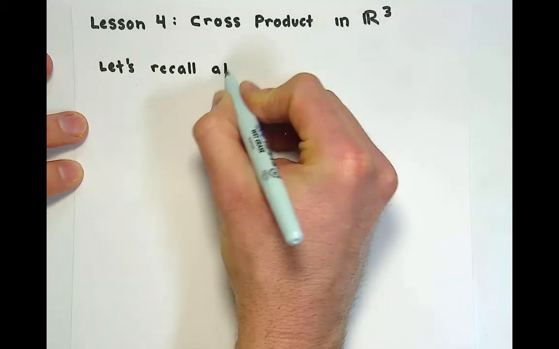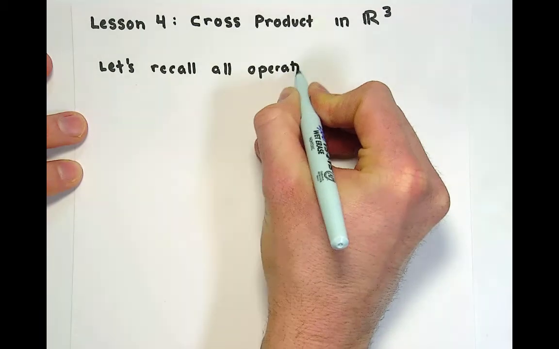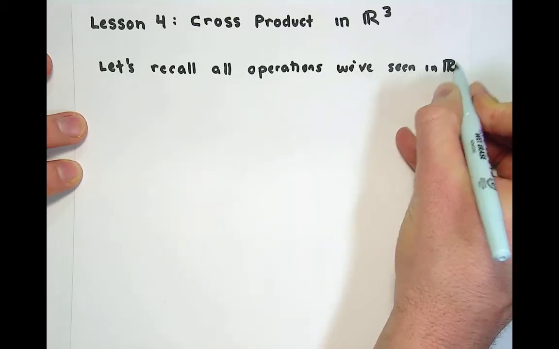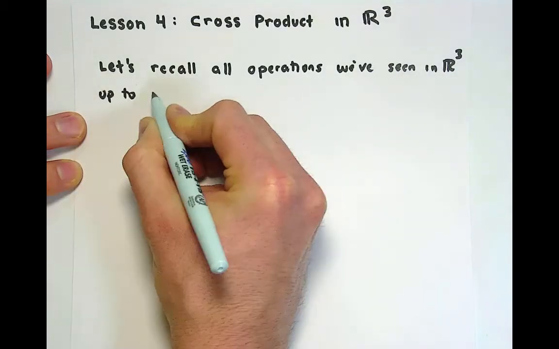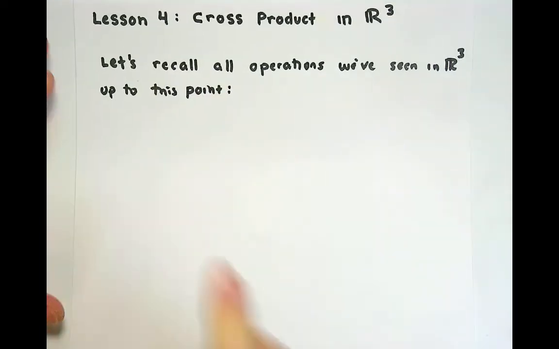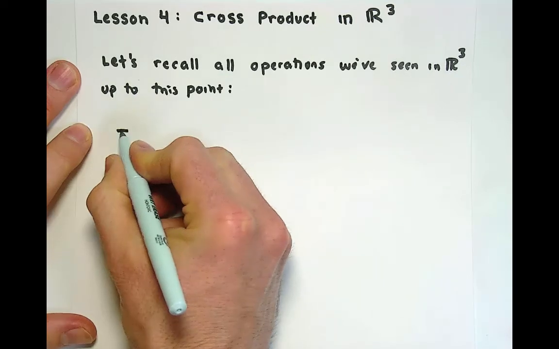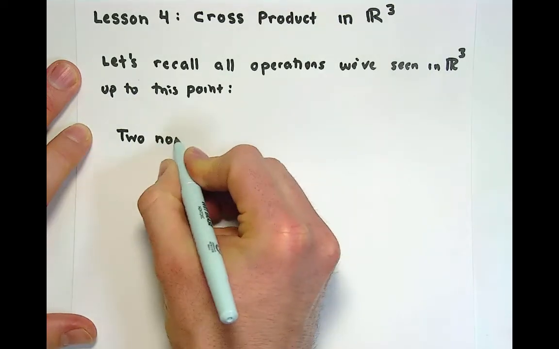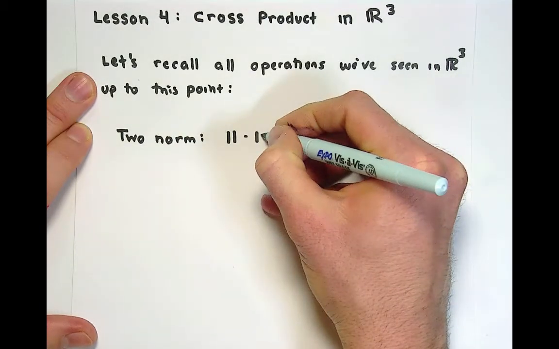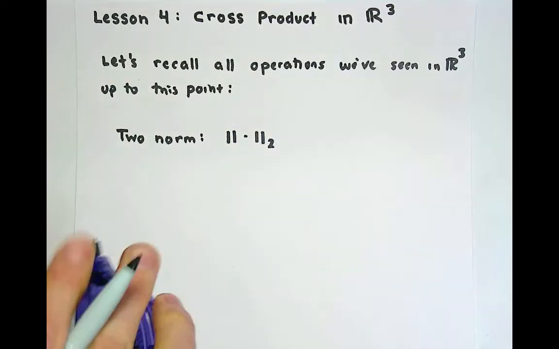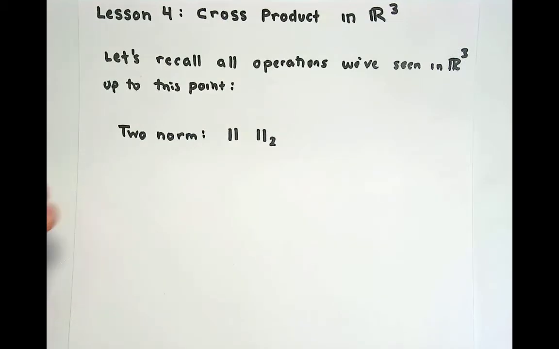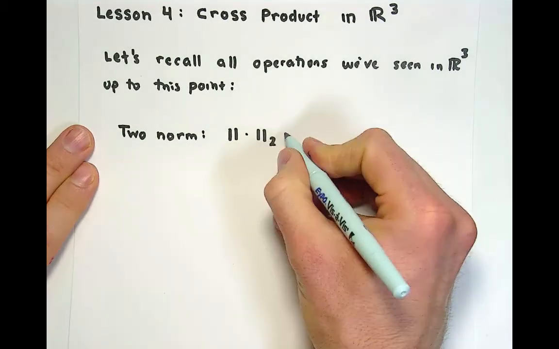Let's recall all operations we've seen in R3 up to this point. The first operation that we saw in R3 was called the 2-norm. And this operation had special notation. I put the little dot to represent that there should be something inside. Otherwise, it kind of looks strange. You could write it like that. Just the dot says, okay, something goes inside of that thing.